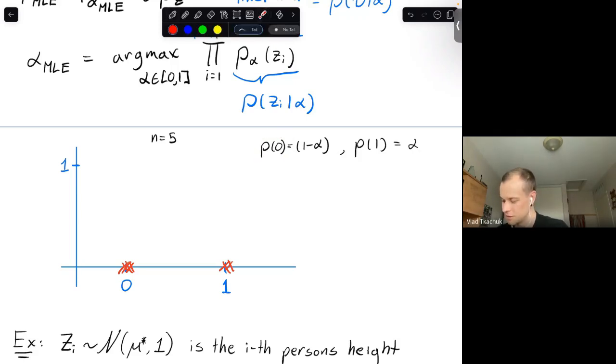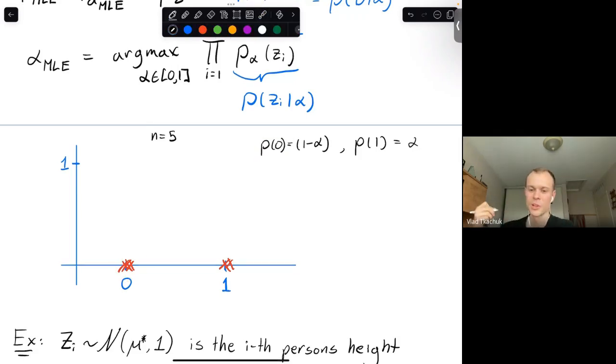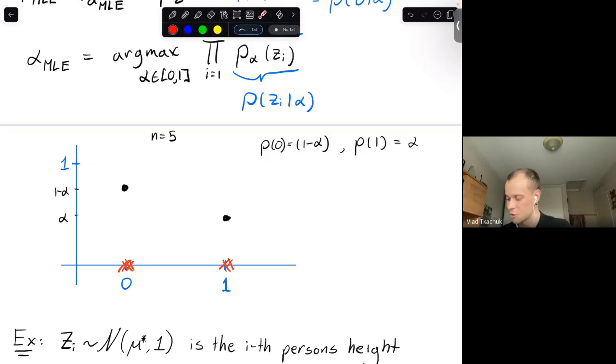So if we saw 3 tails, it's probably more likely that alpha is somehow weighted towards tails. So maybe you would expect to see something like this. If this is alpha, then this would be 1 minus alpha. And so you might see that this might be something like what your MLE estimate would give you. Really what's going on is that maximum likelihood is searching over all possible choices of alpha. Another choice would have been maybe like this and this.